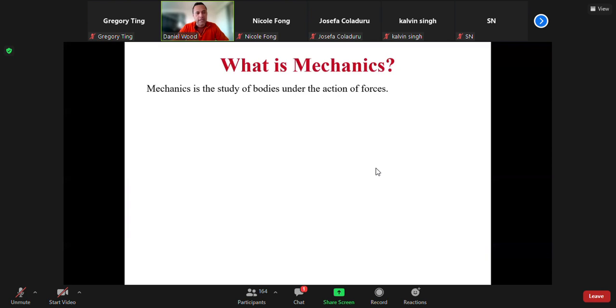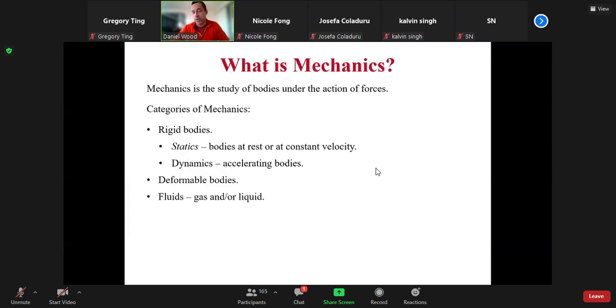Okay, so mechanics is the study of bodies under action of forces. Fancy way of saying I've got a body and I've got gravity acting on it at minimum. If I don't have anything supporting it, what's going to happen? It's going to fall. It's going to start accelerating. Typically, what we're talking about here is bodies at rest or at constant velocity. So remember, for bodies at rest, you're going to have a reaction force acting vertically.